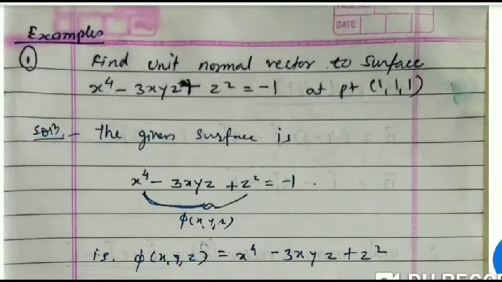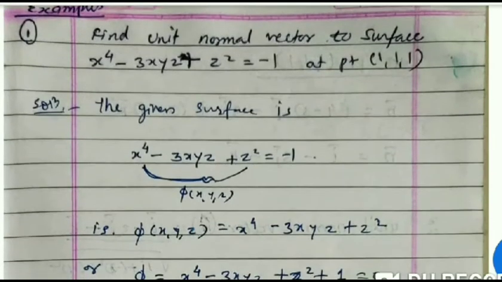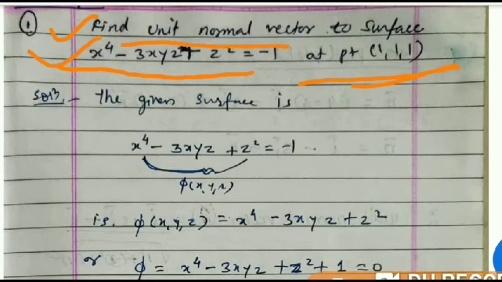Now we are going to solve some examples. So first example is: find the unit normal vector to the surface x to the power 4 minus 3xyz plus z square equals minus 1 at point (1, 1, 1). So we are given the surface and the point, and we have to calculate the unit normal vector.